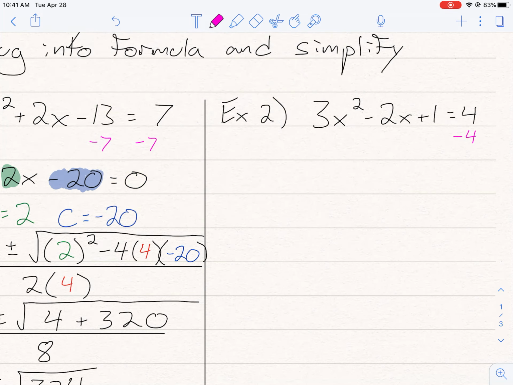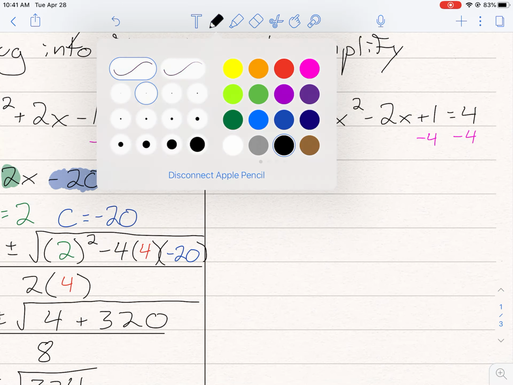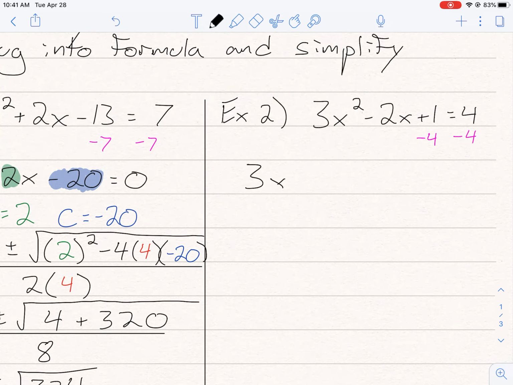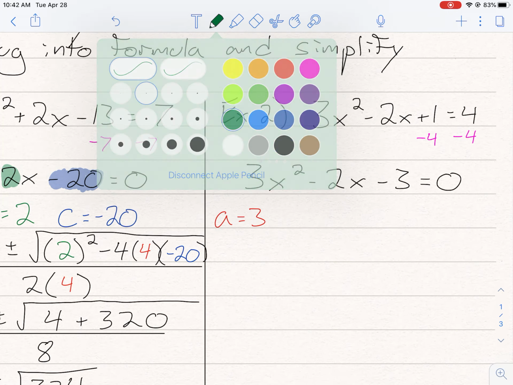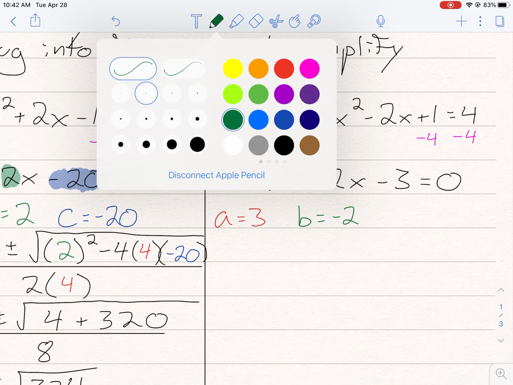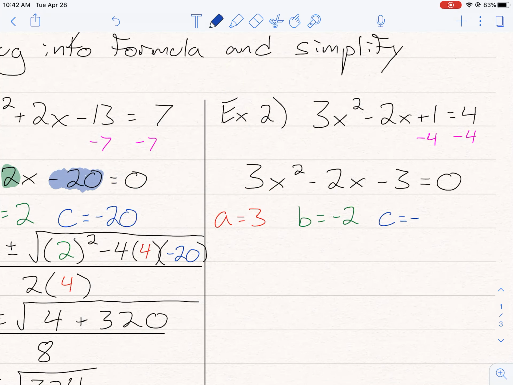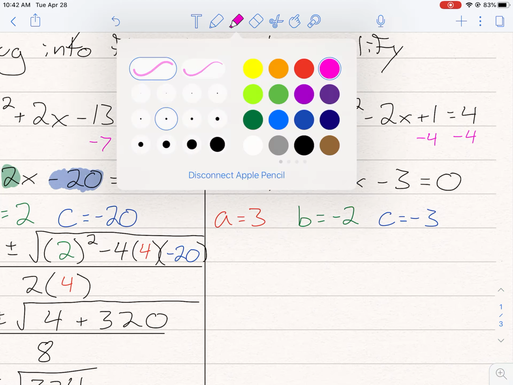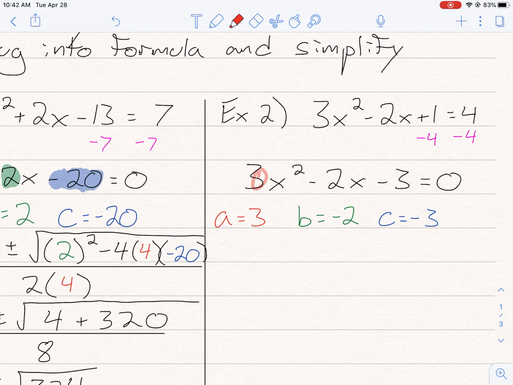Now, similar to the last problem, you have to make that equal to 0 first, so we're going to subtract 4 on both sides, and we get 3x squared minus 2x minus 3 is equal to 0. So now that it's equal to 0, I can identify a, b, and c. A is 3. B is negative 2. And c is negative 3.